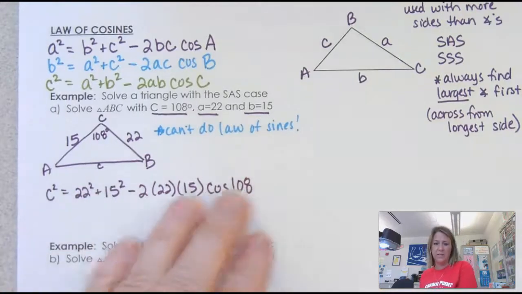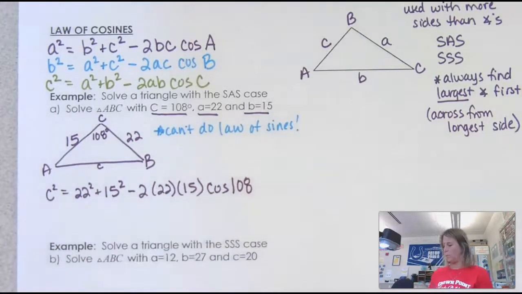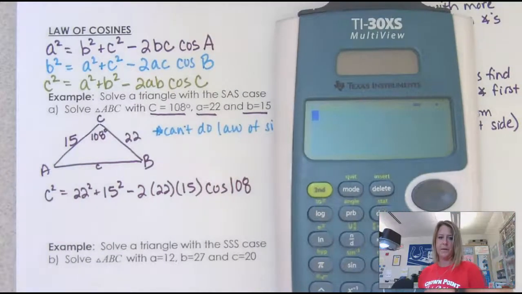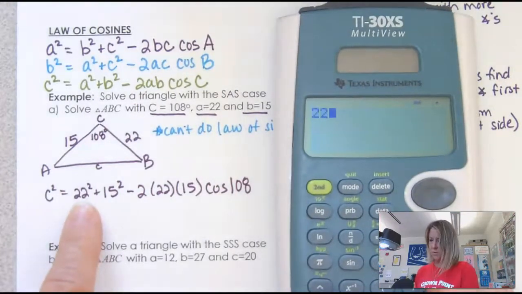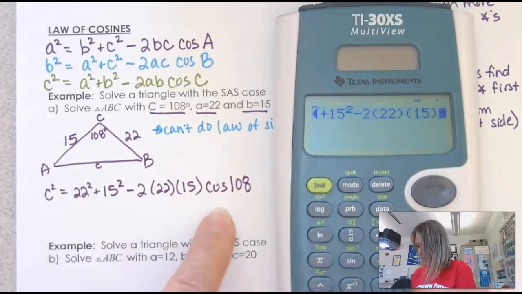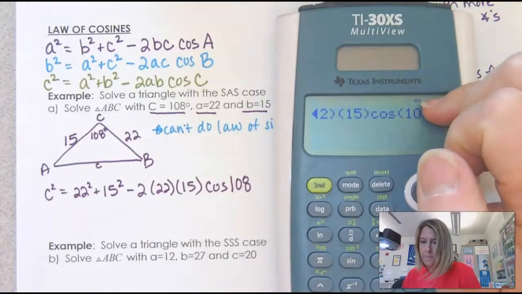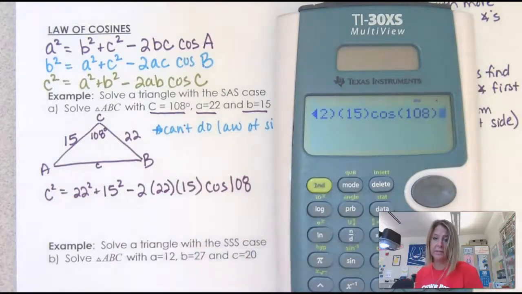If I look at this, that's all numbers right now. Even that cosine is a number. So get your calculator and we're just going to plug it in. Let's see what that gives us. I've got 22 squared plus 15 squared minus 2 times 22 times cosine of 108. I'm typing it in exactly the way it's on here. If for some reason you've messed with your degrees and radians setting on your calculator, make sure that you're in degrees, otherwise you're going to get the wrong answer. Just pointing that out. Okay, so hit enter.